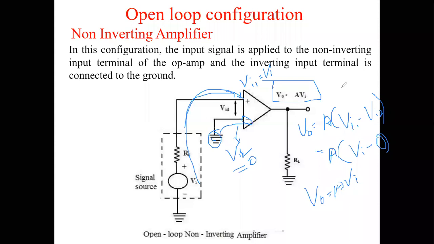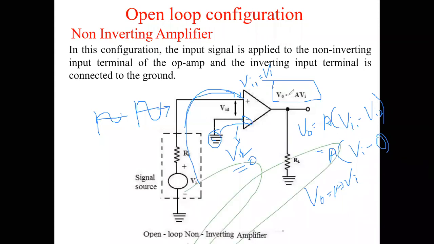That means that the output is in the same phase as the input. If the input signal is like this, the output signal is also the same way, but it is amplified. So the input and output will have the same phase. Why? Because here there is no minus sign, so you have only the plus. Therefore, it is referred to as a non-inverting amplifier. The input is not inverted at the output side. That is what is called a non-inverting amplifier.